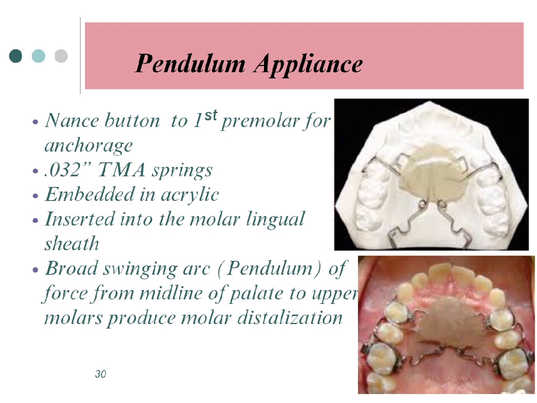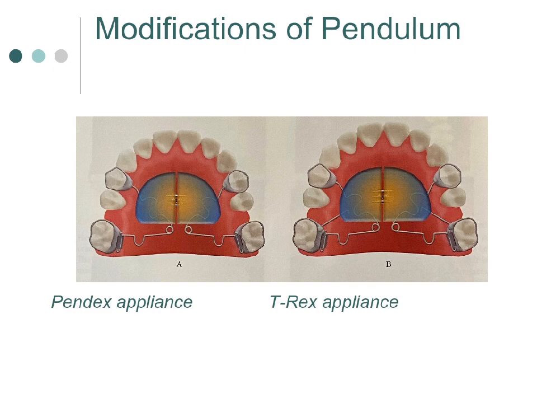Pendulum appliance. Nance button to first premolar for anchorage. 0.032 TMA springs are used, embedded in acrylic, inserted into the molar lingual sheath. Broad swinging arc: pendulum of force from midline of palate to upper molars produces molar distalization. Modifications of pendulum: the first picture is Pendex appliance and the second picture is T-Rex appliance.